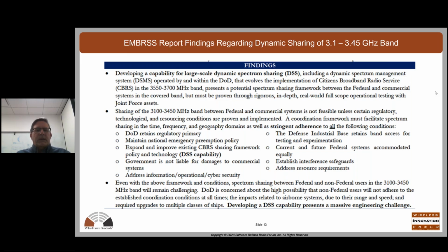We would have to address the operational security issues, make sure the DoD is protected, obfuscated, secure, things like that, however we share the band. And that's true in some of the things we're doing in CBRS.